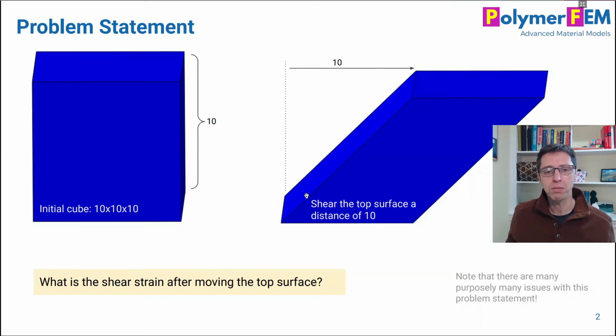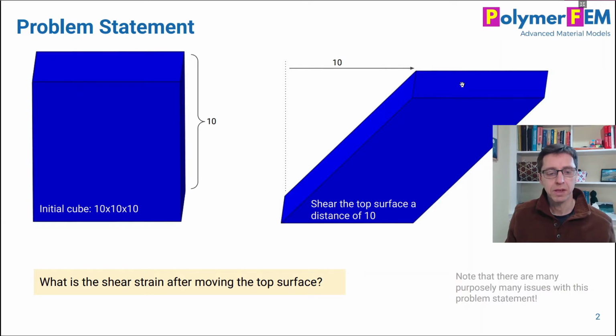So let's talk about simple shear. Simple shear is very easy to describe. We may have a cube here. It's a block. In my example, it's 10 by 10 by 10 in side length. And then I'm shearing the top surface to the right, in this case by a distance of 10.